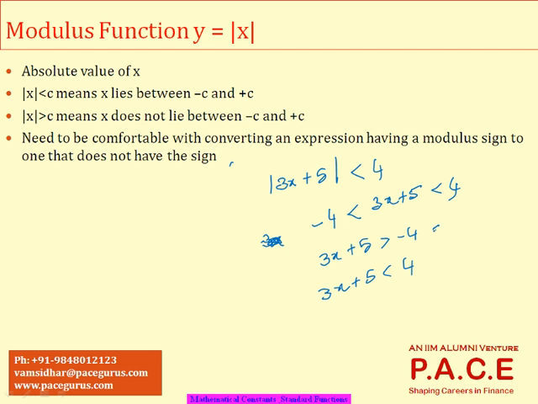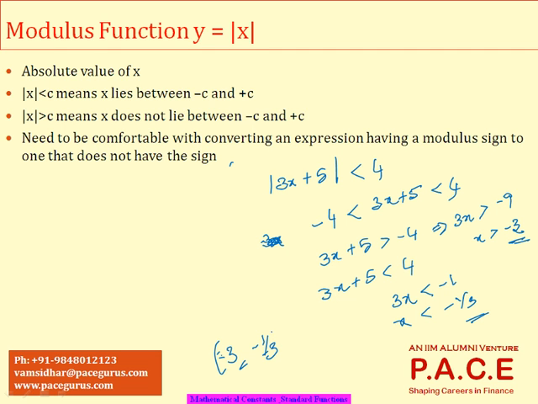Now if I try to solve this, 3x is greater than minus 9, which means x is greater than minus 3. And here I can write 3x less than minus 1, so x is less than minus 1 by 3. So x is greater than minus 3 and x is less than minus 1 by 3. So I can say x lies between minus 3 and minus 1 by 3. And does it include minus 3 and minus 1 by 3?